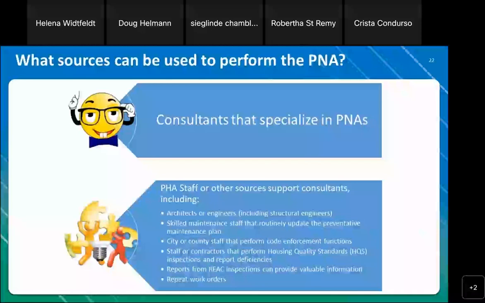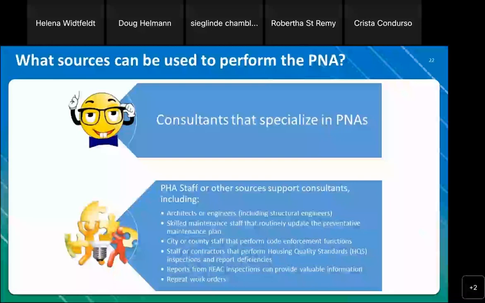Your city and county, your local partnerships, your code enforcement, you can get ideas from there, or ask, hey, can you take a look at that? And your own staff that works with these particular items through HQS standards, your inspections, your work orders, look at your REAC inspections. You have a lot of insight available to let you know whether you are on the path.